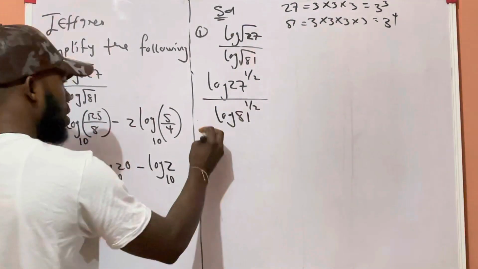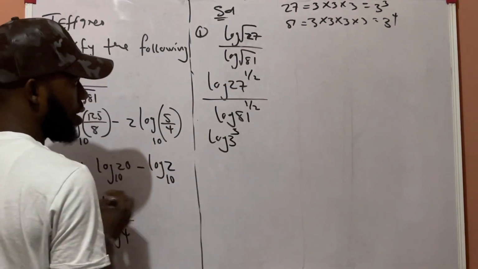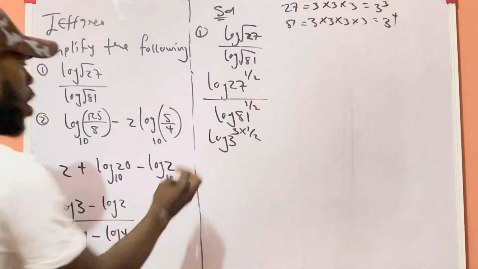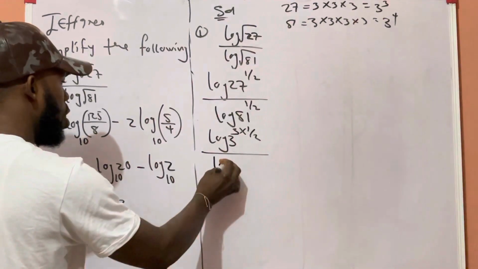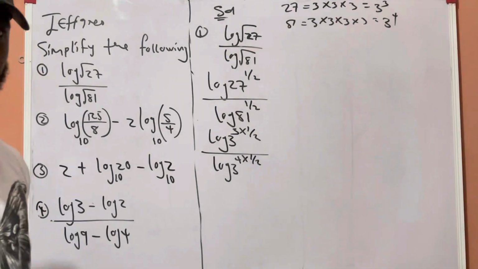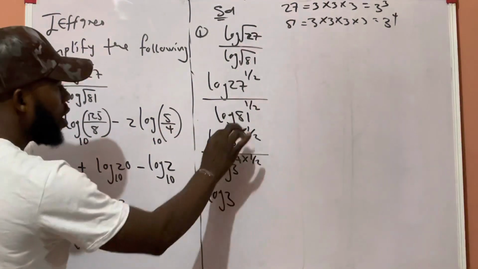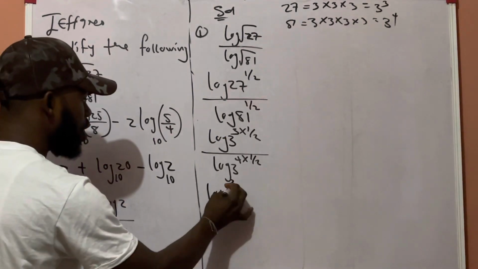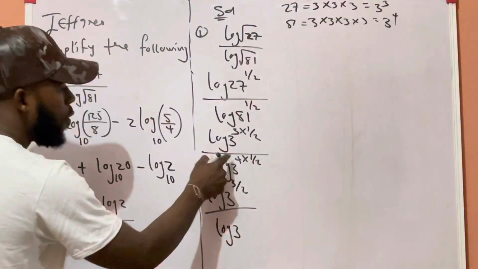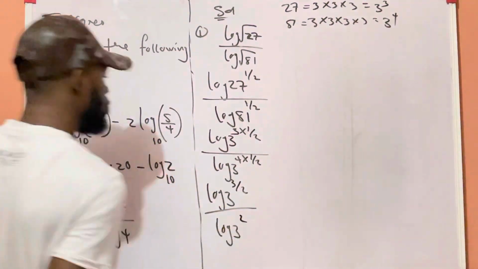So the question becomes log, instead of 27, I write 3 raised to the power 3 times 1 over 2, which was the former power. All over, here also becomes log 3 raised to the power 4 times 1 over 2, which is the former power. Now, here becomes log 3 raised to the power 3 times 1 over 2, which is 3 over 2. All over, 4 times 1 over 2 is 4 over 2. And 4 over 2 is 2.